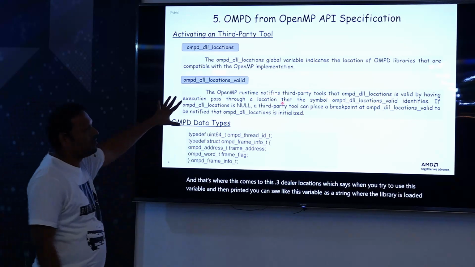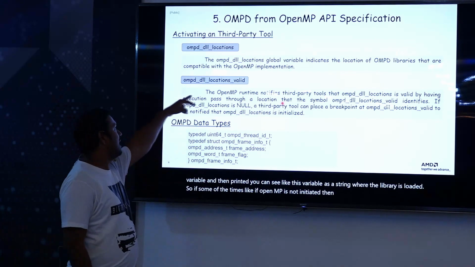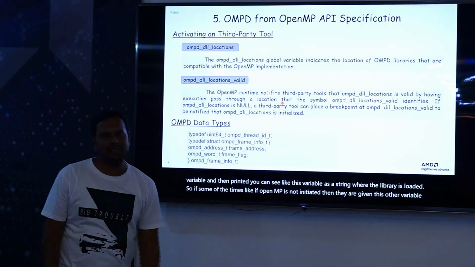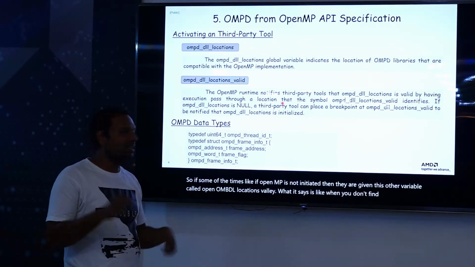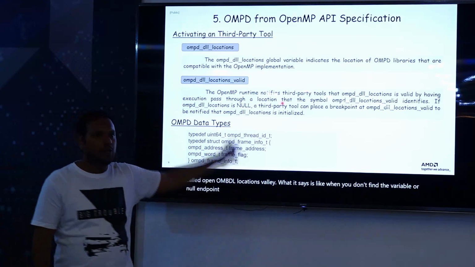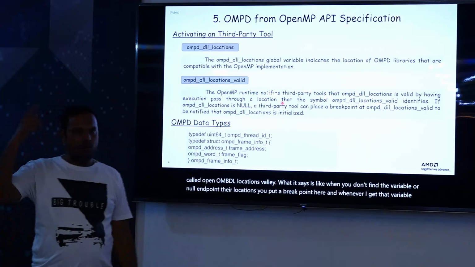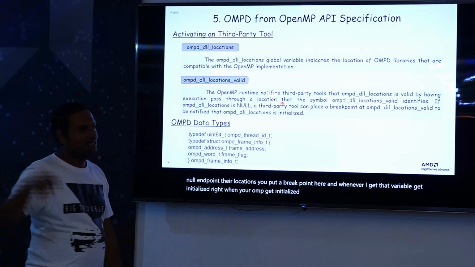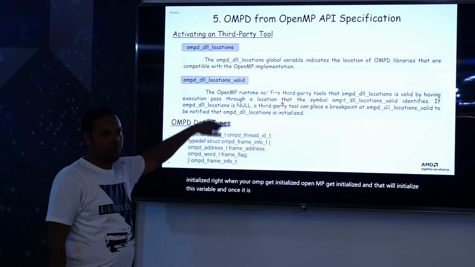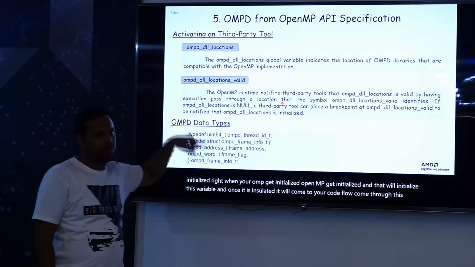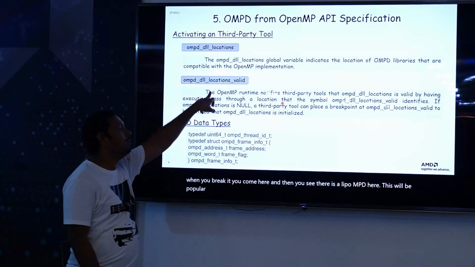Sometimes, if OpenMP is not initiated, they have given another variable called OMPD DLL locations valid. What it says is, when you find the variable null in OMPD DLL locations, you put a breakpoint here, and when OpenMP gets initialized, that will initialize this variable, and your code flow comes through this. So when you break it, you come here and then you see there is a libompd here. This variable will be populated when you break it here.